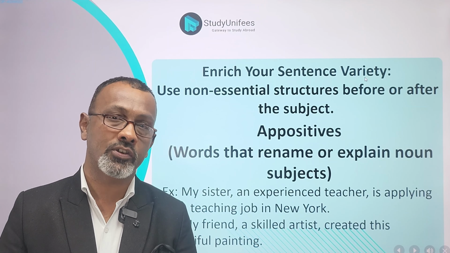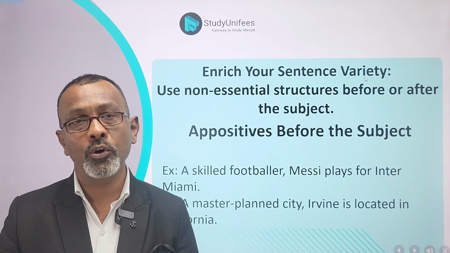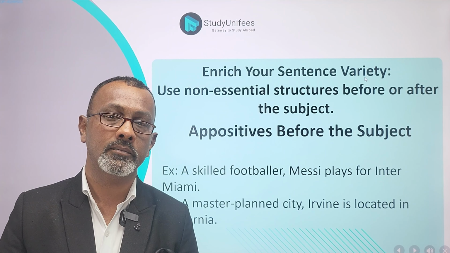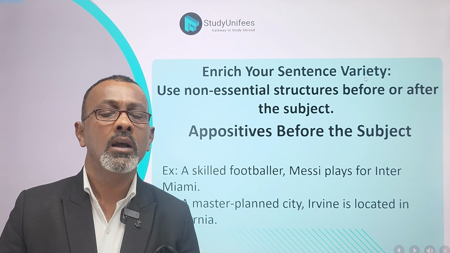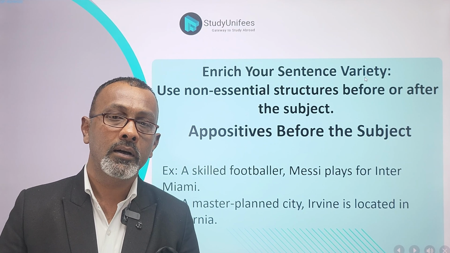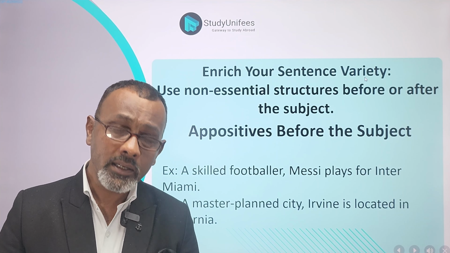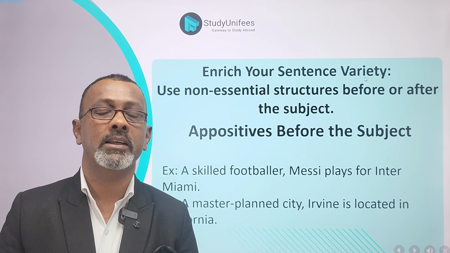An appositive can also be added before the sentence. The whole structure of the examples that you see on the display is appositive, comma, and then the SVO of the main clause or sentence. Let's look at the first example. A skilled footballer, Messi plays for Inter Miami. Here, a skilled footballer is the appositive phrase. It describes the subject Messi.